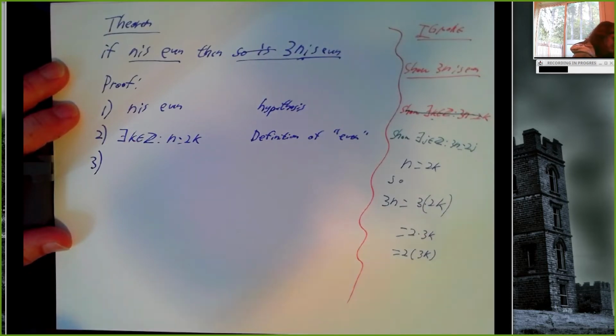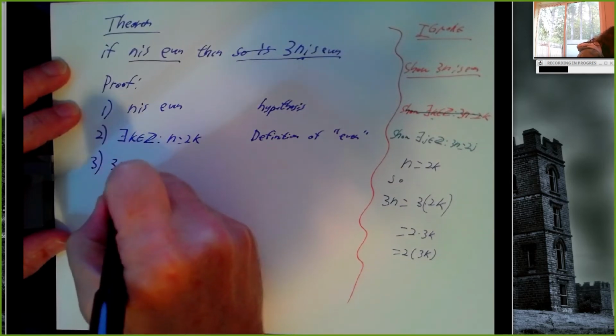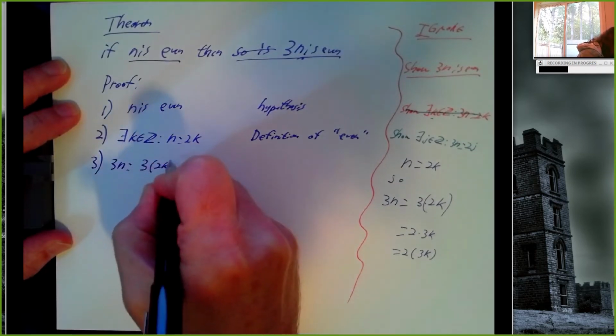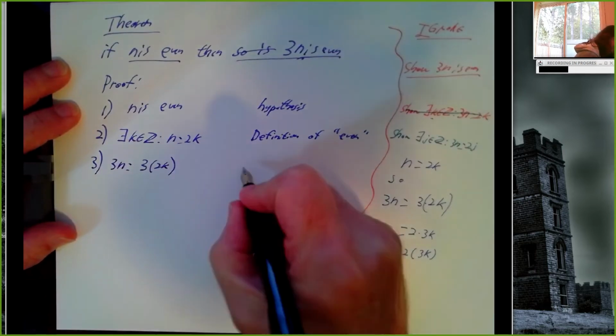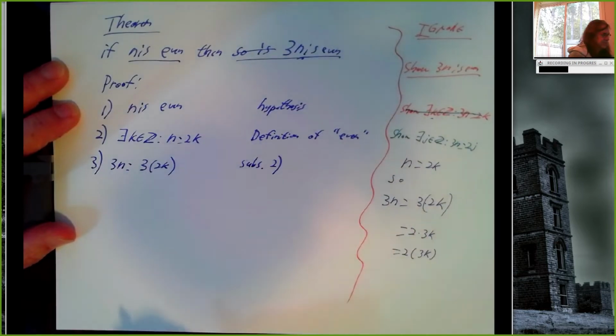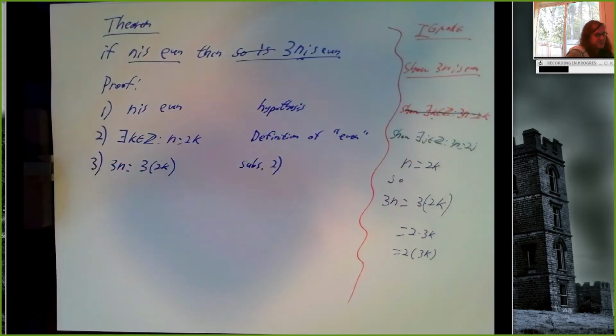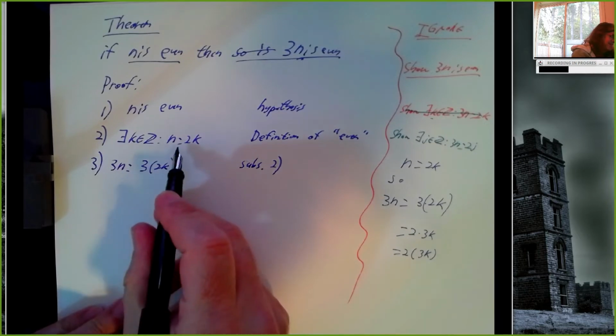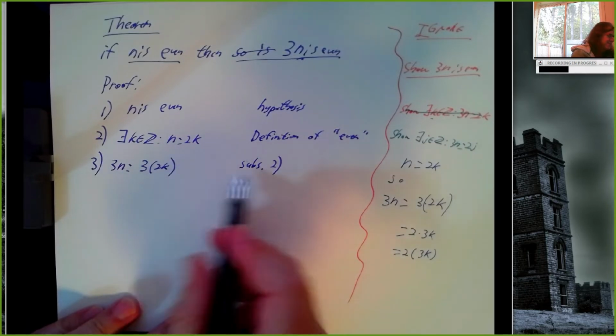So for whatever reason, over here, we just decided to write down, hey, 3 times n equals 3 times 2k. And that's just substitution using step 2. Nothing up here says anything about 3n. That's okay. I could write 1 plus 1 equals 2, and that's totally valid. So 3n equals 3 times 2k, because n is equal to 2k, I substituted that value of n from step 2.